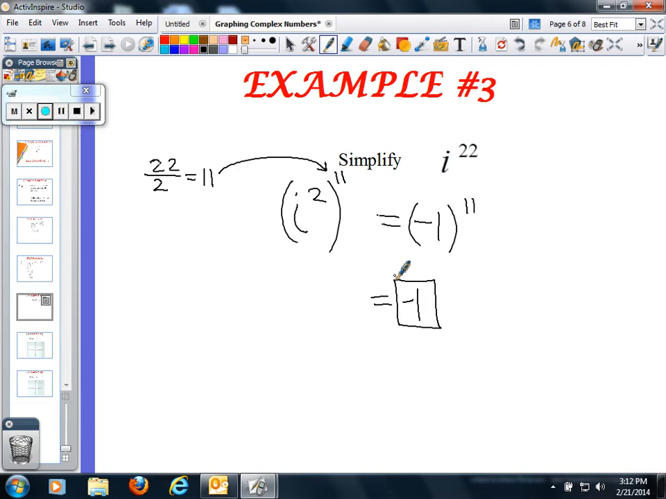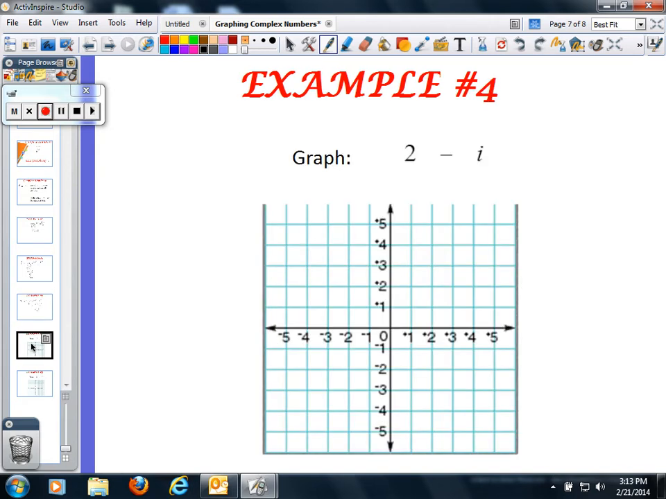Simplifying i raised to an exponent is not that difficult. It's actually fairly simple. So make sure you get some good steps written down for this, though, because when you start doing worksheets on this on Monday, I don't want you to come to me and ask how to do it.